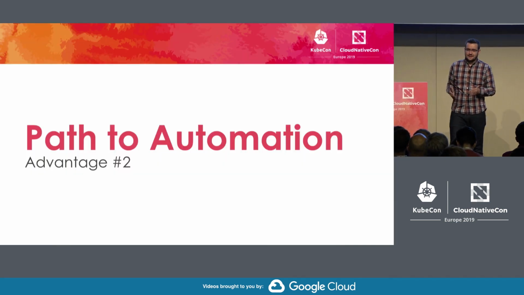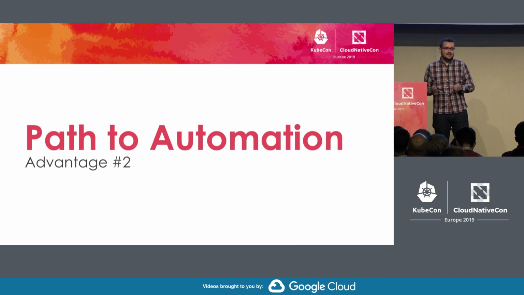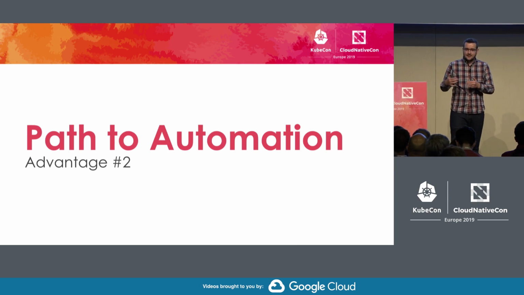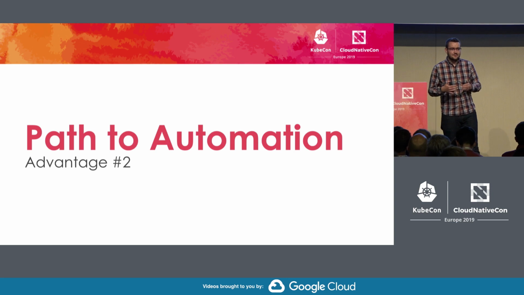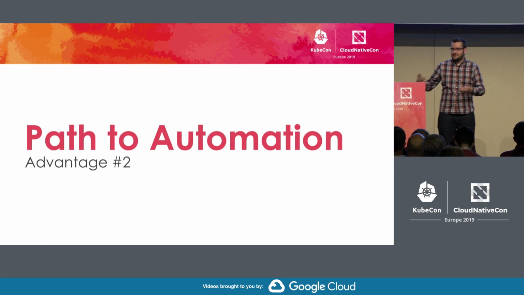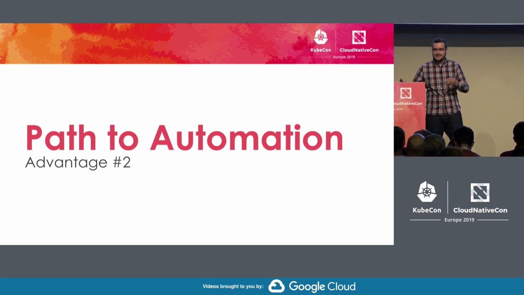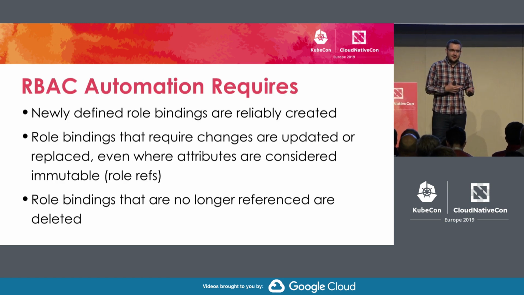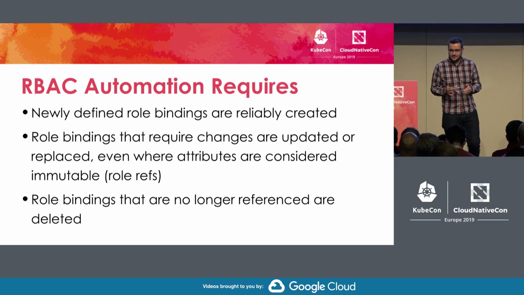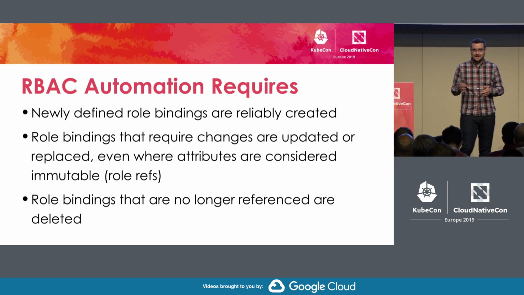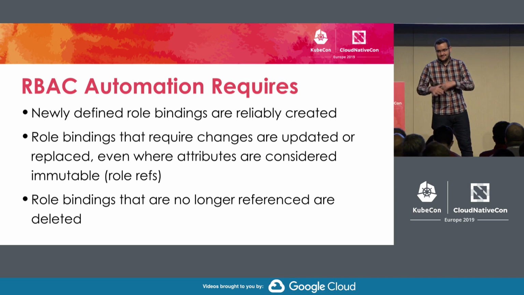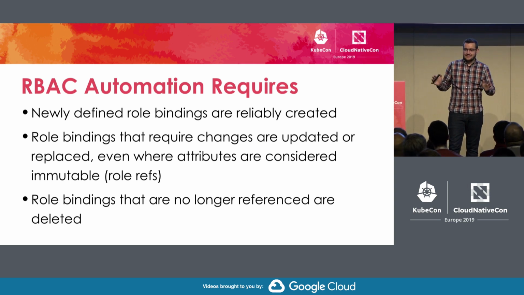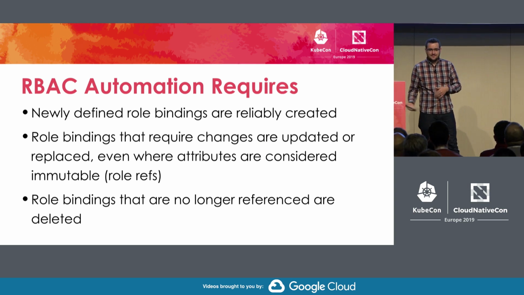Well, that's all well and good, but really what I think the key idea behind RBAC Manager is, we need a better workflow around RBAC. We need a better way to work with RBAC, manage RBAC, and have this be a little bit more automated. So for RBAC automation, we knew we needed to ensure that newly defined role bindings were reliably created. And the good news is that already worked. That was not an issue. So whatever system we built, we could just recreate that, and it was going to be fine.